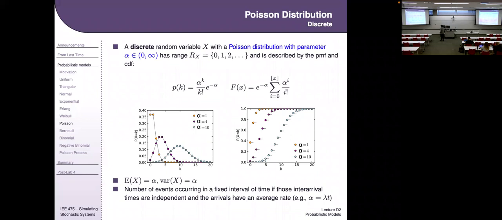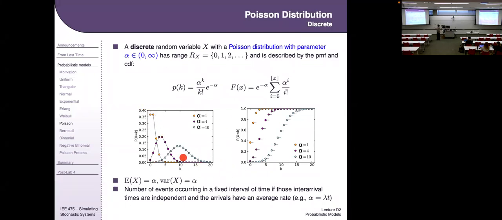A Poisson represents the number of events occurring in a fixed interval of time if the interarrival times are exponentially distributed. So if I had a bunch of exponential interarrival times, like I get one arrival per minute, then I were to count how many arrivals I got over an hour, then if all of those interarrivals were exponentially distributed, the count of how many actually arrive in an hour would be Poisson distributed. So that's why it's got these little dots here.